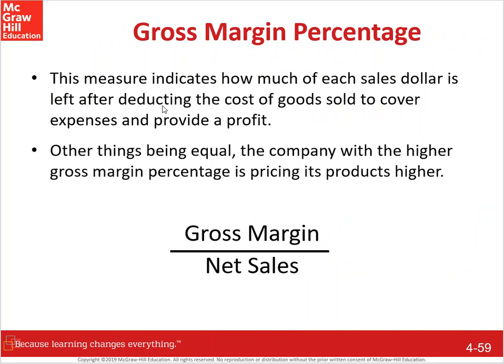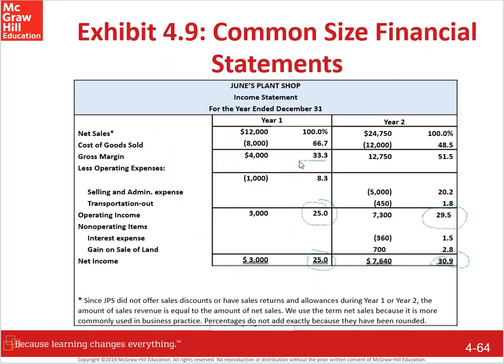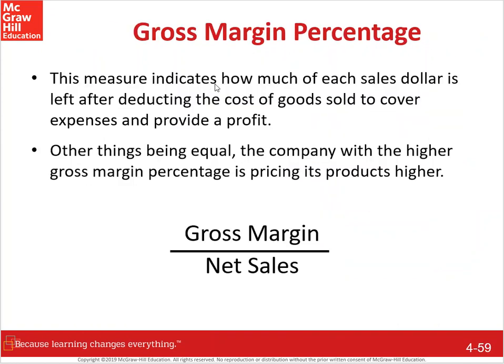That brings us to gross margin percentage. We talked about gross margin earlier, which is sales minus COGS equals gross margin. And then to turn it into a percentage, we divide it by net sales. So I'm going to jump back real quick. This right here is our gross margin percentage. Okay, so you're just taking that gross margin and dividing it by the top line. So 4,000 divided by 12,000, 12,750 divided by 24,750. So the gross margin percentage is going to indicate how much of each sales dollar is left after deducting COGS to cover expenses and hopefully provide a profit.